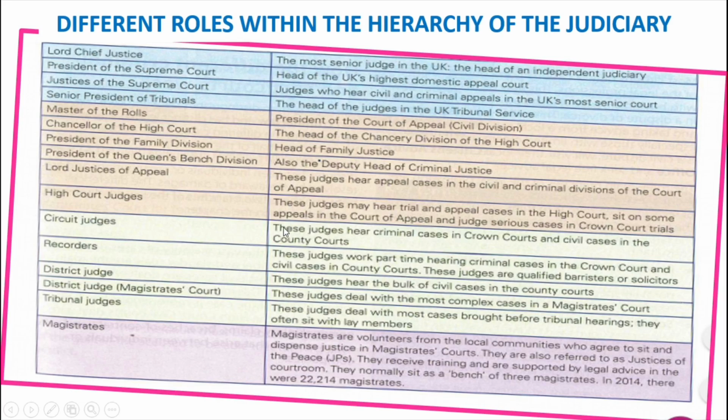You have circuit judges. These judges hear criminal cases in Crown courts and civil cases in the county courts. High Court judges will usually sit in the High Court or may sit on some appeals in the Court of Appeal. Often they will judge serious cases in Crown Court trials. Lord Justice Appeals. These judges hear appeal cases in the civil and criminal divisions of the Court of Appeal.